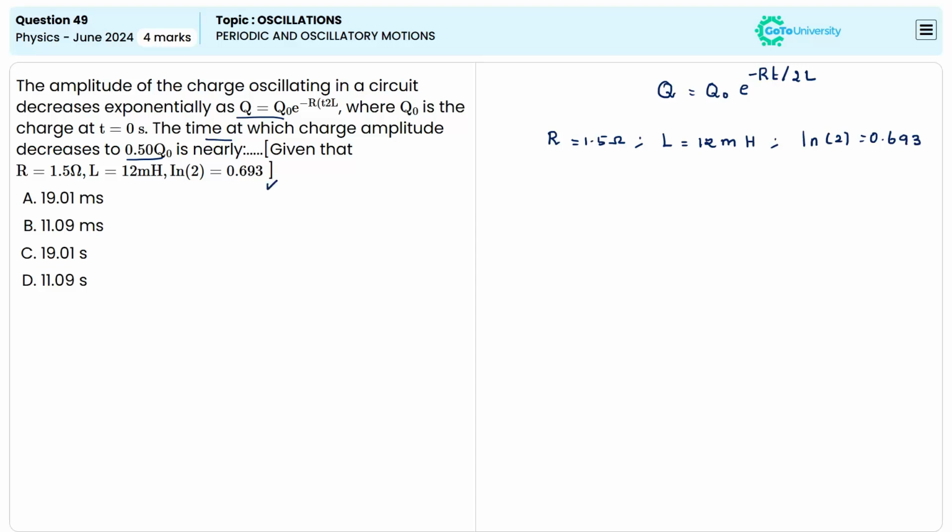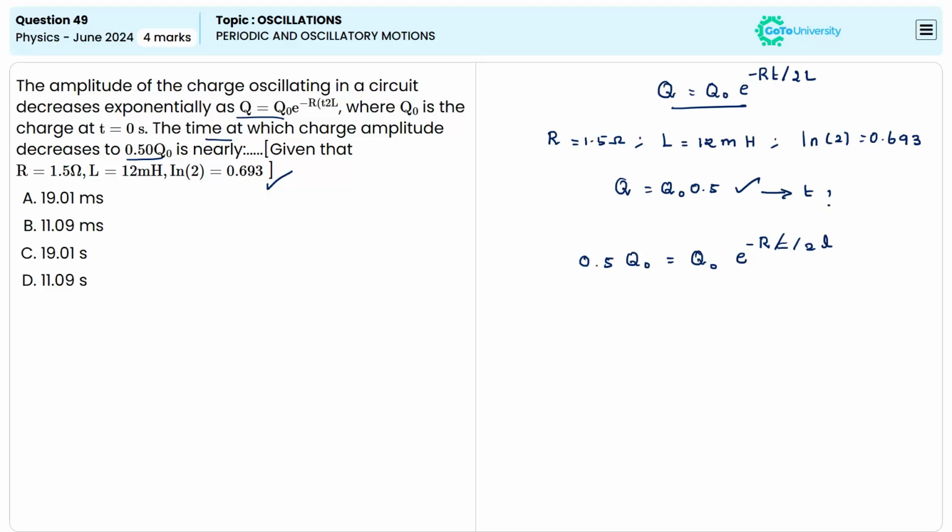0.693. It's also given in the question, and the value of Q is given as 0.5 Q naught, and for that we have to calculate the value of T. So let us apply the values in the given expression. So it can be written as 0.5 times Q naught is equal to Q naught times e power minus RT divided by 2L. So here we can apply the values.